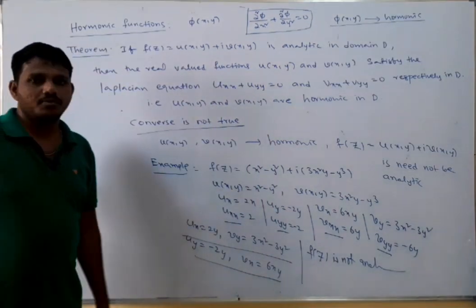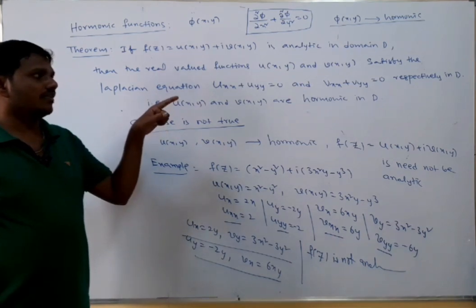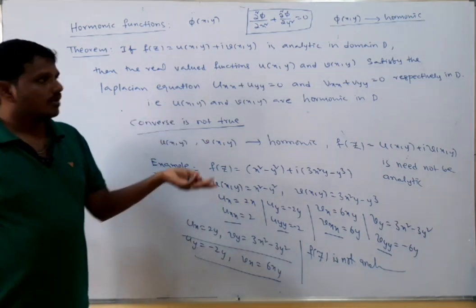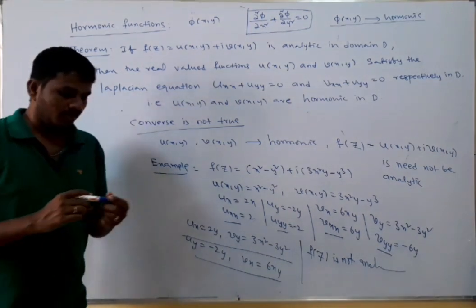This is the best example of a function where u of x comma y and v of x comma y are harmonic in D, but f of z is not analytic. This is the best example. Okay, next.